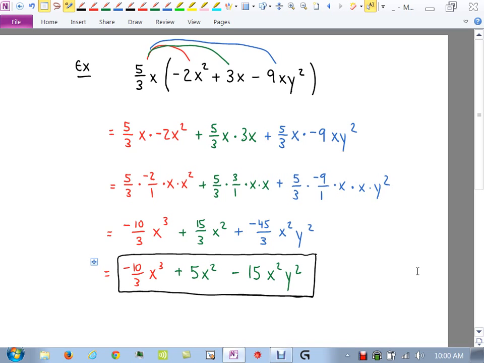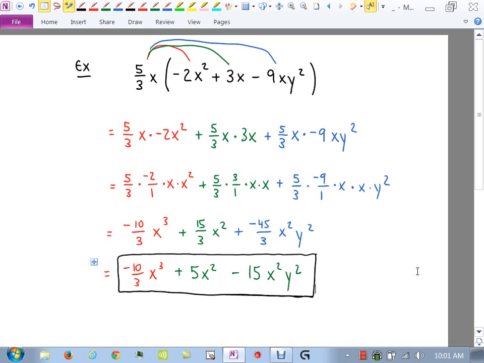Then I put my x's together. Over here, 5/3, I put it next to a 3. And again, I wrote my 3 as a 3 over 1. Over here on this one, I did a 5/3 and a negative 9. I put those next to each other, writing negative 9 over 1. Now, on a test, you wouldn't have to show all this detail. I'm just trying to help you see each step.